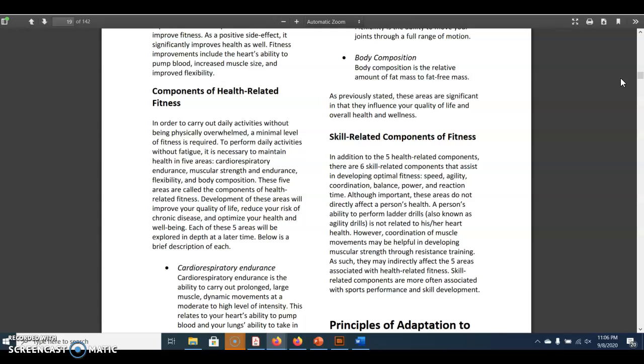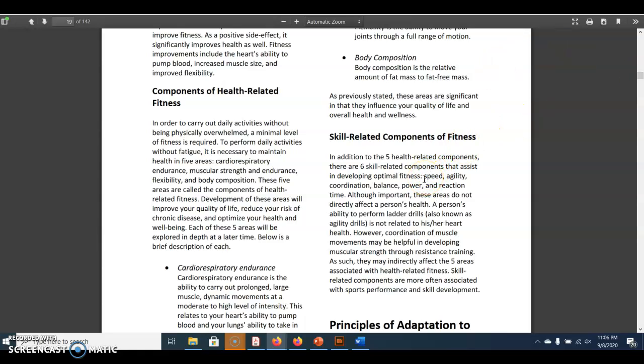Then we have the skill-related fitness components. They differ from the health-related fitness components in that they're really about performing better. And so maybe athletics, somebody who's doing any type of competition, this is where you would get into the skill-related fitness components. Not everybody needs to work on these, but I would argue that if you started to take a look at some of these things, and again, they're right here.